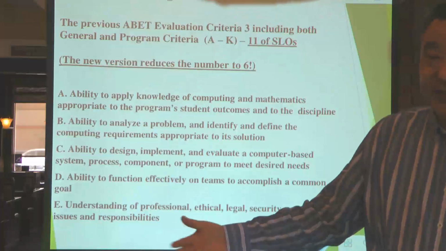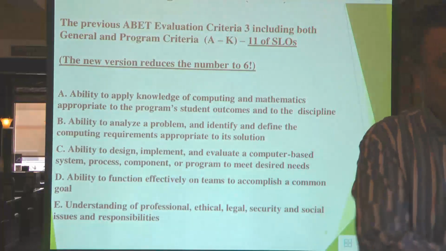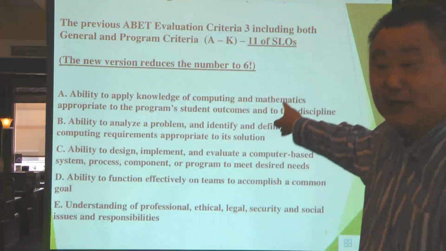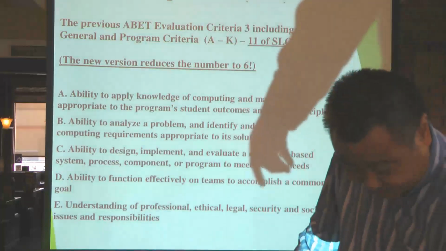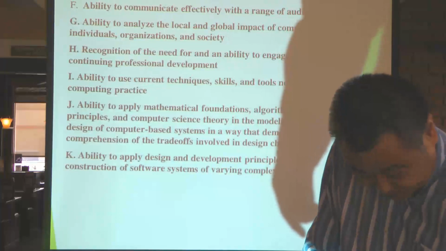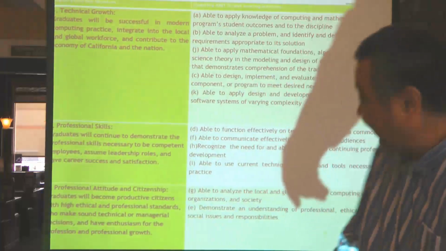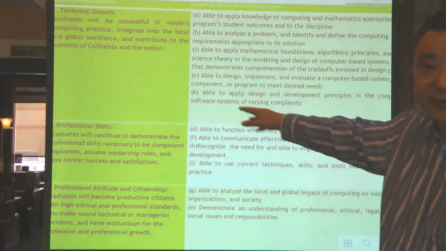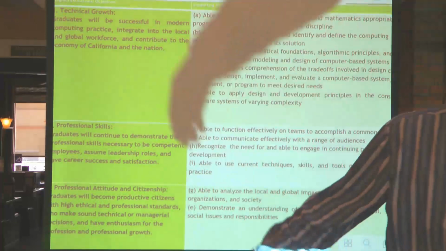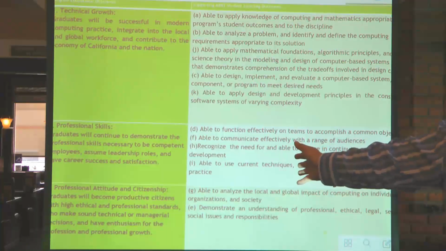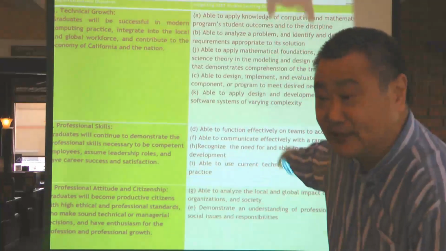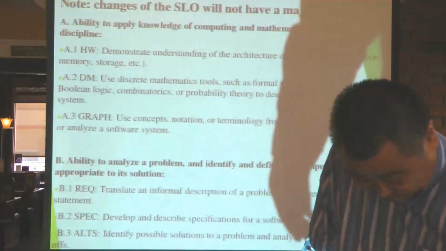I think it's more important for us to hear how we actually collect data, so I'm not going to go through the details. You can probably read it. The new one will be only 6. This is the 11, and this is the mapping. On the left side we have the objective, and on the right side the student learning outcome, under the old structure.